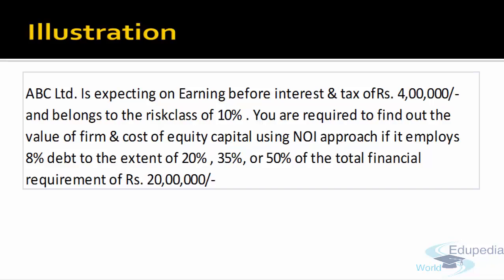Let's do one example to discuss how we use the net operating income approach. ABC Limited is expecting an earning before interest and tax of rupees 4 lakh and belongs to the risk class of 10%. We are required to find out the value of the firm and the cost of equity capital using the net operating income approach. If it employs 8% debt to the extent of, so there are three scenarios, 20%, 35% and 50% of the total financial requirement of rupees 2 lakh.